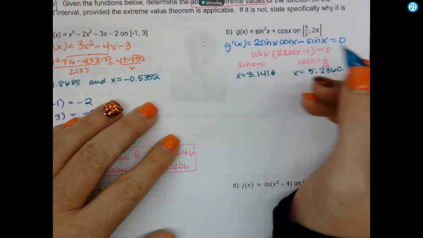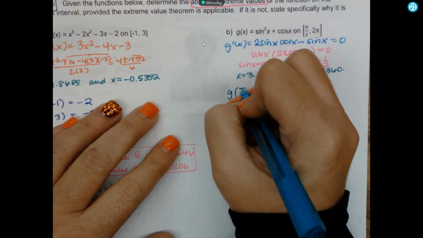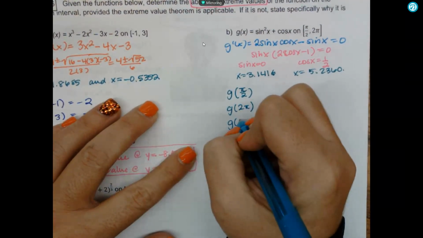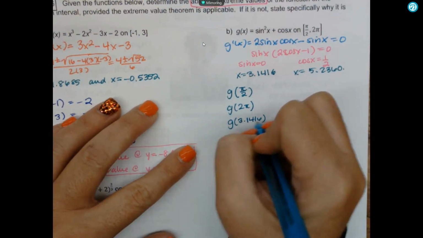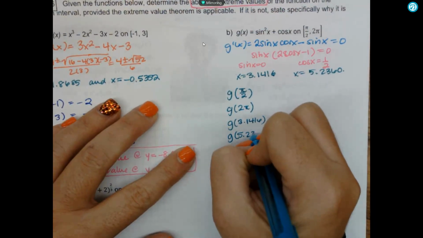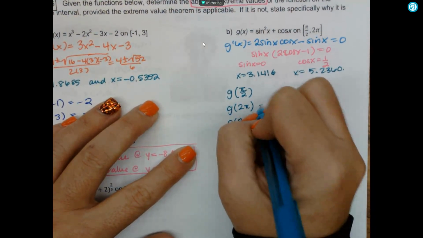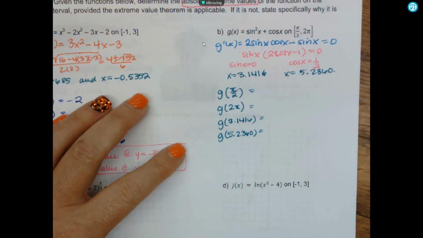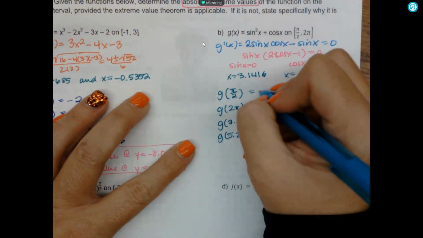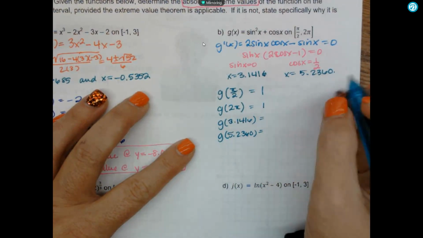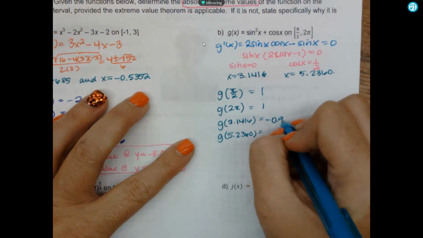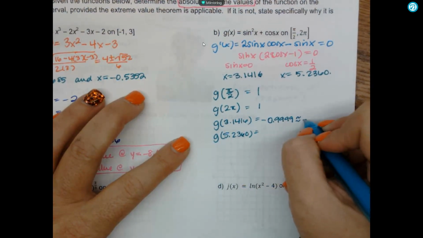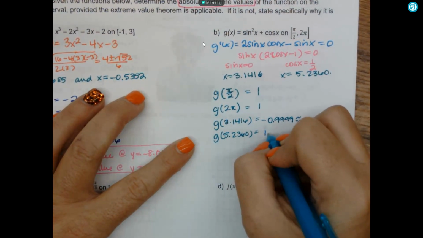Okay. So then we're going to do g of pi on 2. We're going to do g of 2 pi. We're going to do g of 3.1416, and we're going to do g of 5.2360. Do we trust that y'all can find those values enough for me to just give them to you? Okay. So this is going to be 1. This one is going to give you 0.999 or negative, which is going to be approximately what? -1. And then this one's going to give you 1.25.